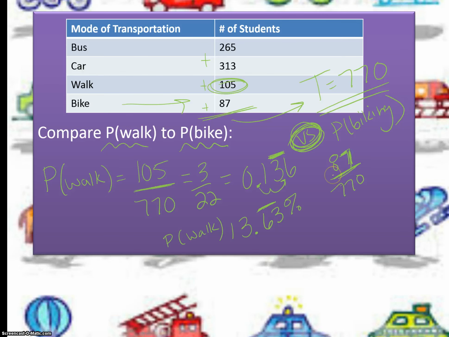If you have your ABC button on a scientific calculator, like a handheld, you'll be able to check. Otherwise, 87 does not go into 770. They don't have anything in common, so you are done. You are reduced. But you need to change that to a decimal. So 87 divided by 770.